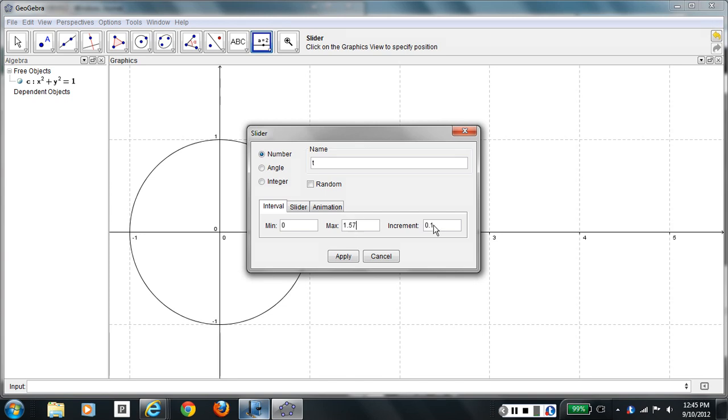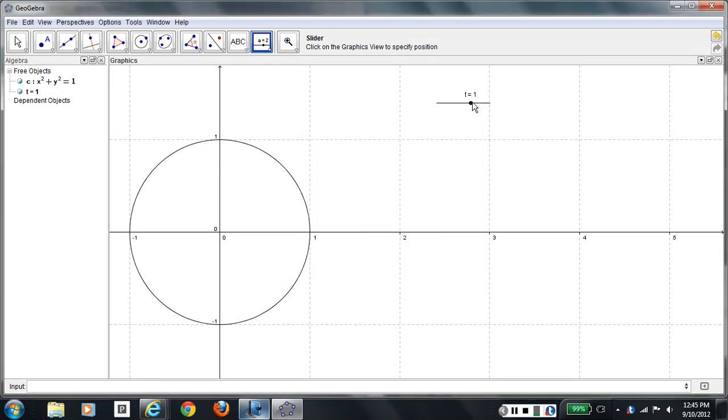You take pi over 2 and round it somewhere, so I'm going to say about 1.57. And as far as the increment goes, I'm not sure. Let's go with 0.001. There. Now nothing happens, of course. Now to move the slider, I need to go over here and click on the move there. To move that, nothing happens because there's nothing that's a function of that slider.